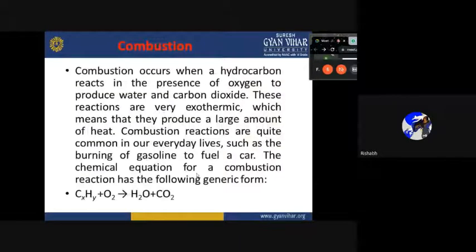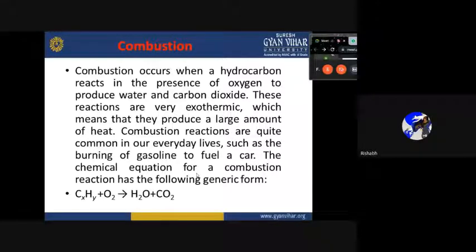Okay, then comes your combustion. So combustion occurs when a hydrocarbon reacts in the presence of oxygen to produce water and carbon dioxide. These reactions are very exothermic, means they emit a large amount of energy. It means that they produce large amounts of heat. Combustion reactions are quite common in our everyday lives, such as the burning of gasoline to fuel a car.